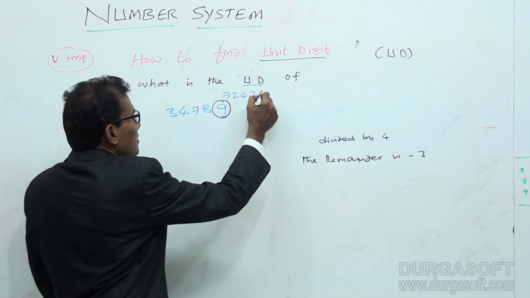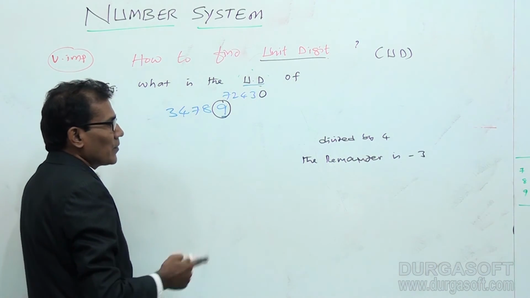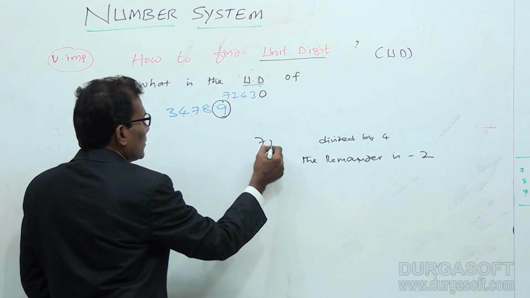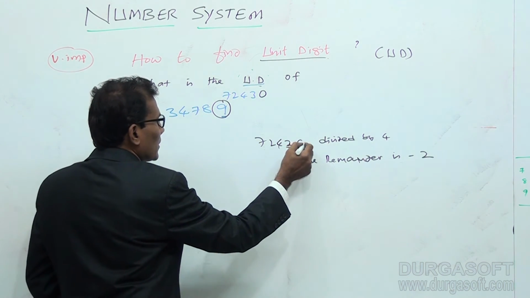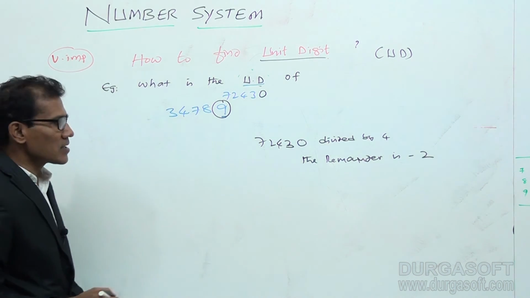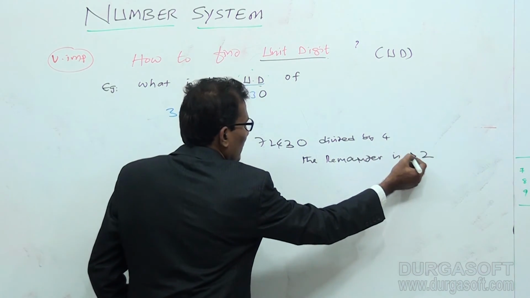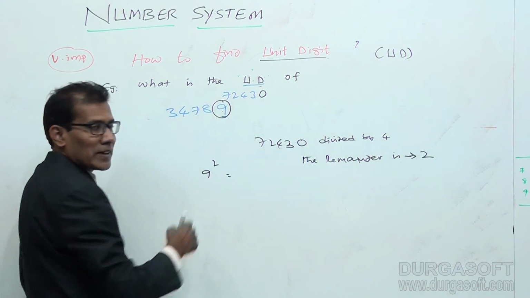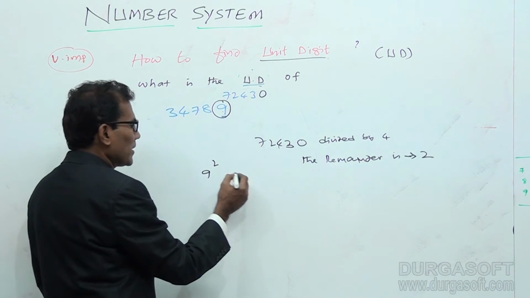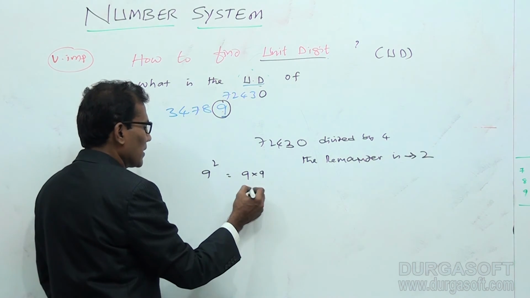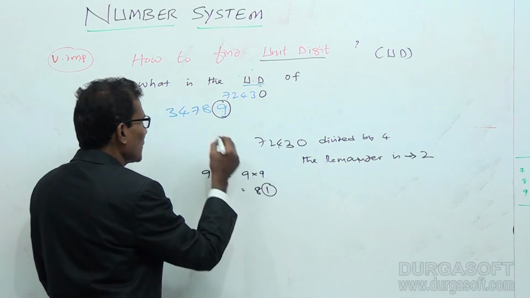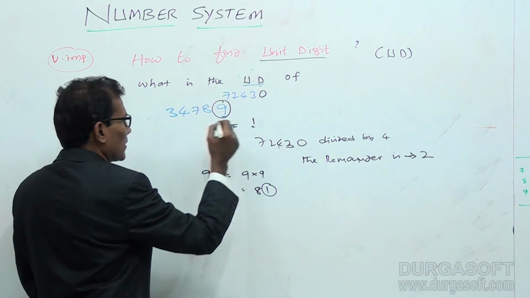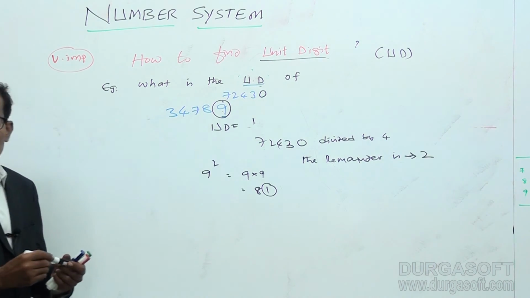If this is 0, then what will be the remainder? 1 less, means remainder is going to be 2. When 72430 is divided by 4, the remainder is 2. Then taking the unit digit of the base and the remainder writing as power. 9 square is nothing but 9 into 9. It is 81. The unit digit is 1. Therefore, for this question, your unit digit is going to be 1. So this is how we find.